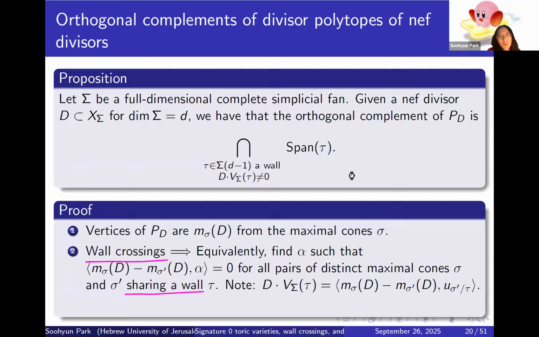And because you can traverse through all the Maxwell cones through wall crossings, you can actually restrict to those Maxwell cones sharing a wall. And if you take a look at this intersection number, this looks similar.